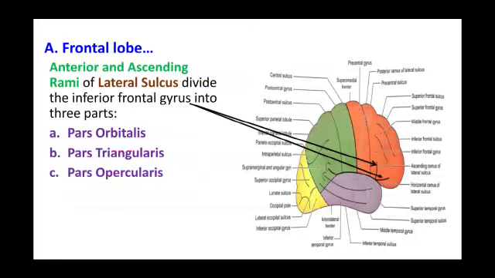Anterior and ascending rami of the lateral sulcus divide the inferior frontal gyrus into three parts. The anterior part is called pars orbitalis, the superior part is called pars triangularis, and the posterior part is called pars opercularis.